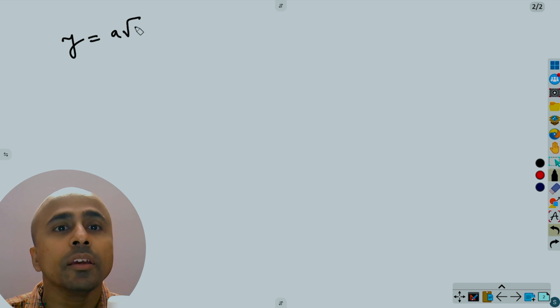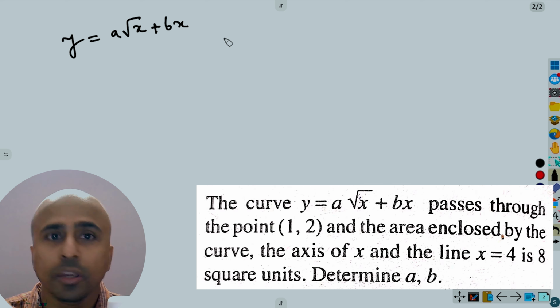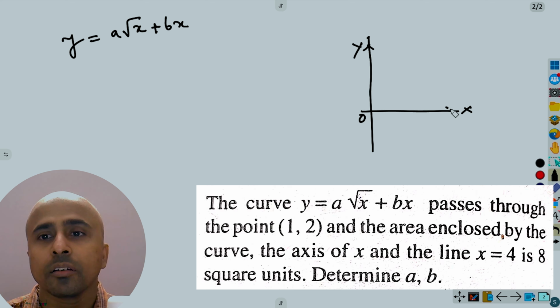Yeah. A root x plus bx. We have this curve given, okay? And what else is given? It's given that the x-axis and the line x equals 4. Let's say this is x equals 4, okay?